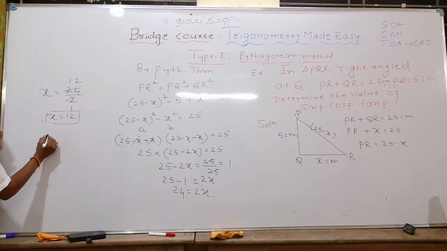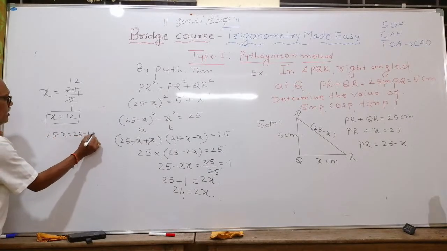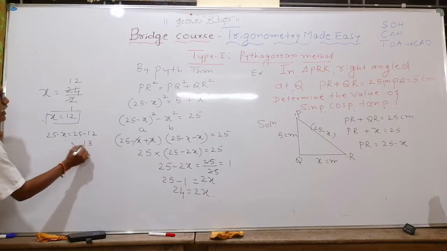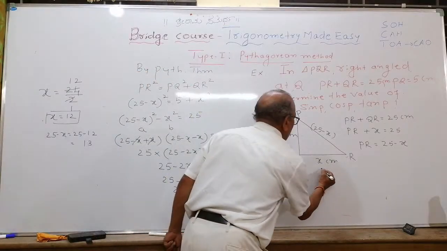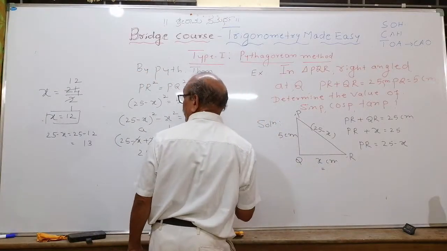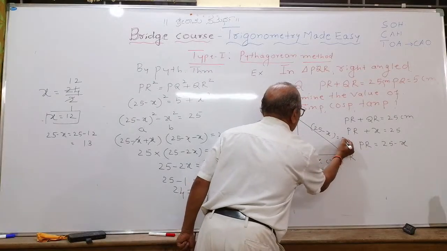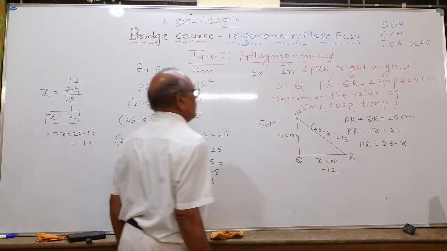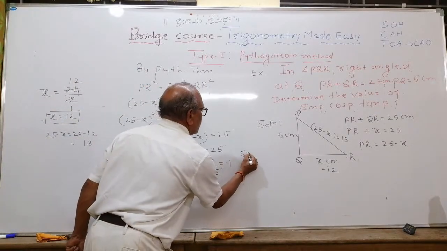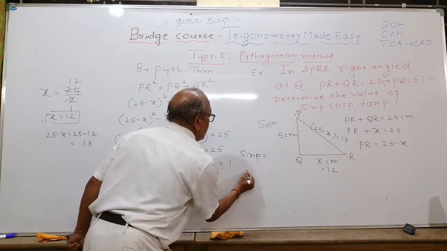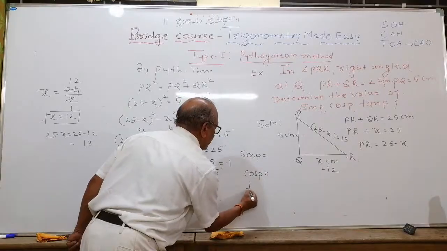And you will get the other side as 25 minus X. What is 25 minus 12? It becomes 13. Yes, you will get X is equal to 12, and 25 minus 12, this PR, is equal to 13. Your answer is sin P. Just verify now. Sin P, cos P, and tan P.